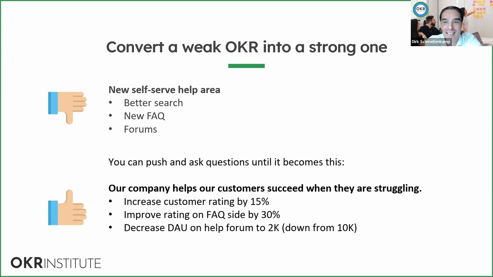So in this case, one of the OKRs is actually to decrease the daily active users on the help forum to 2K, meaning to reduce people who actually ask questions in the forum. Is that the context here, Dirk? Yes, exactly.